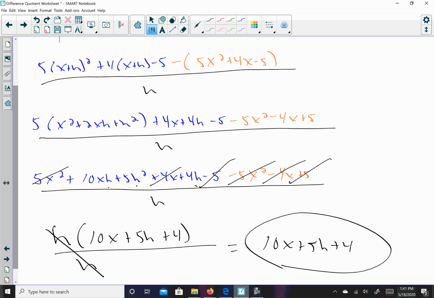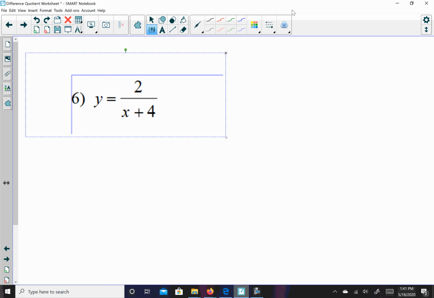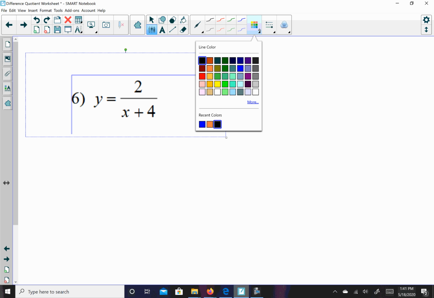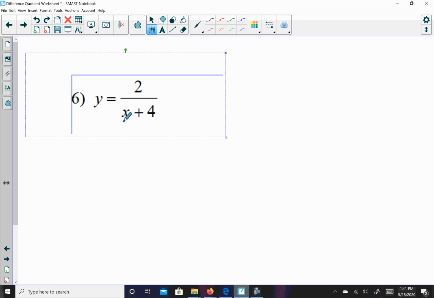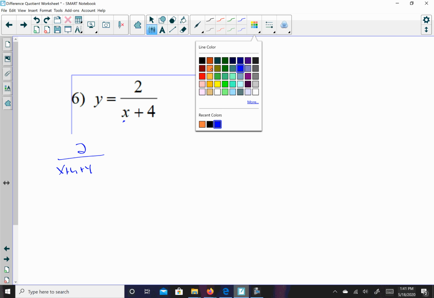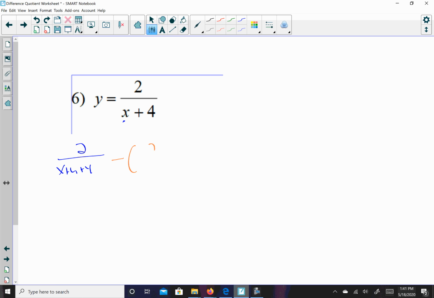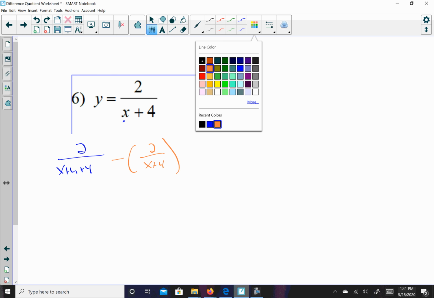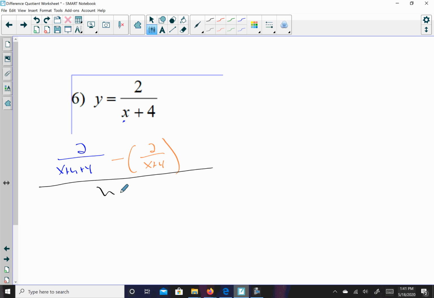But okay, the last two were slightly tricky because you have a fraction, and some people don't like fractions. I don't understand that logic, but here we go. Doing the same thing, in place of this, I'm going to put an x plus h. So I'm going to have 2 over x plus h plus 4. Then I'm going to subtract the original equation, so minus, this whole thing will go in a parenthesis, and this is all over h. Well, in this case, you might want to drop the all over h until the very end. I'm just going to keep on writing it.